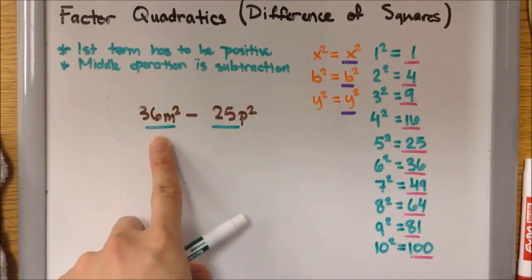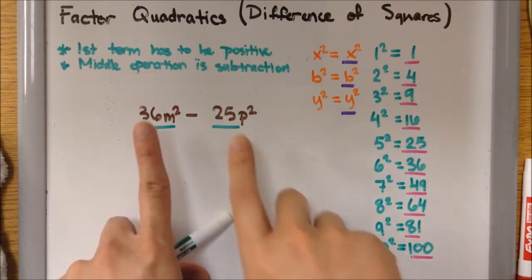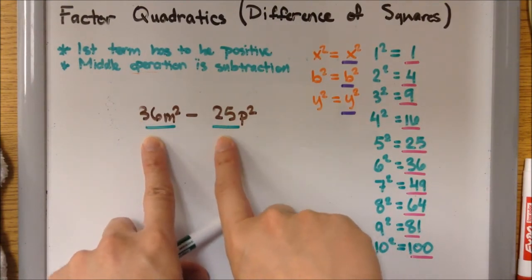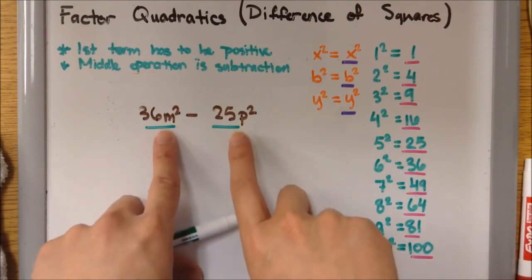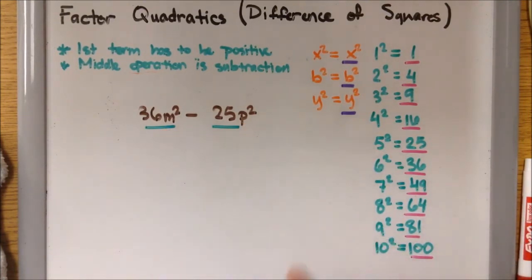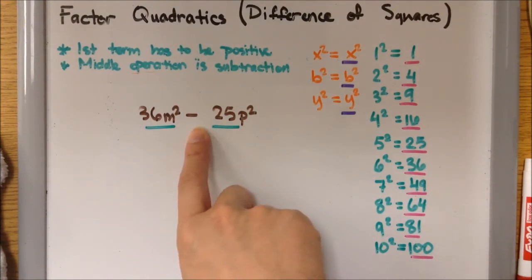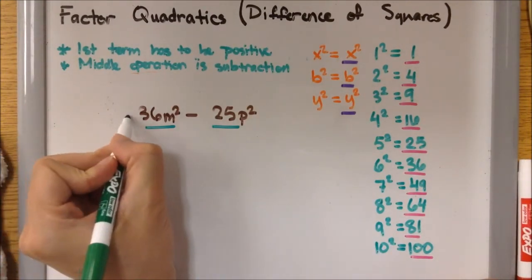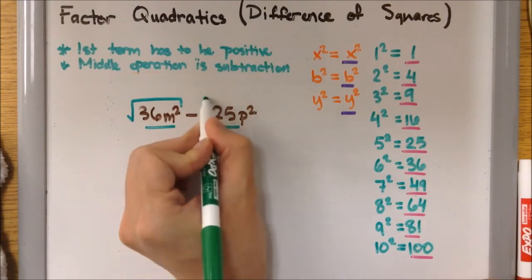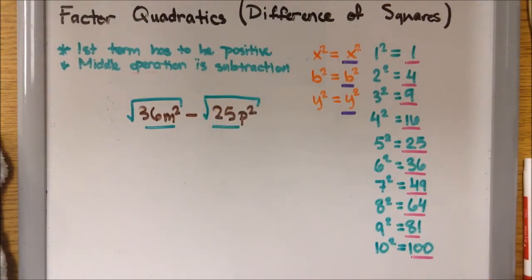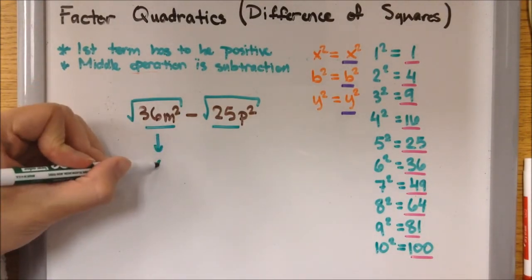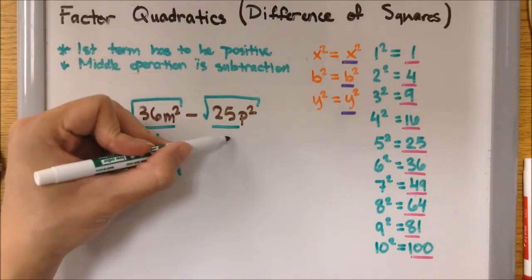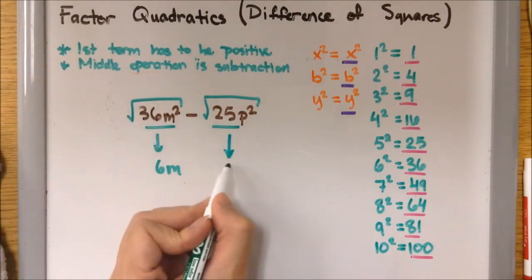First, check if the first term is positive, which it is. Next, we're going to see if it's a perfect square. 36, 25, they are perfect squares. M squared, P squared, also perfect square. We're good to go. Next, I see that it's a minus, so we're also good to go. So after we check for that, square root the first term, square root the last term. So the square root of 36m squared will be 6m. The square root of 25p squared will be 5p.